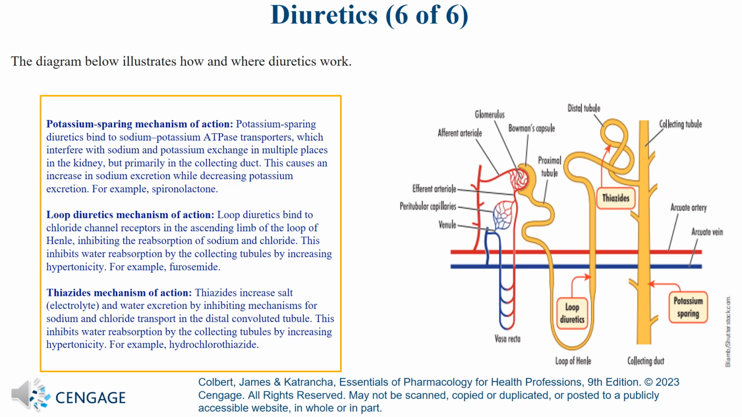Okay. Now we're going to take a look at your loop diuretics mechanism of action. They bind to chloride channel receptors in the ascending limb of the loop of Henle, inhibiting the reabsorption of sodium chloride. This inhibits water reabsorption by the collecting tubes by increasing hypertonicity, and that medication is something like furosemide.